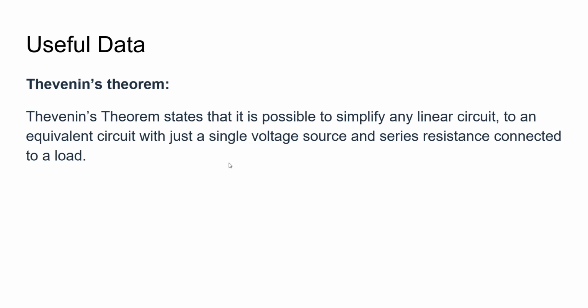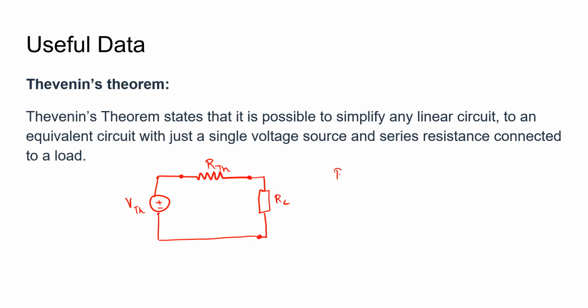Thevenin's theorem states that it is possible to simplify any linear circuit to an equivalent circuit with just a single voltage source and a series resistance connected to a load. So, according to this theorem, any complicated network or any simple network of resistance can be simplified as a Thevenin equivalent resistance connected in series to a voltage source VTH, the Thevenin equivalent voltage. And to these terminals the load's resistance is connected.